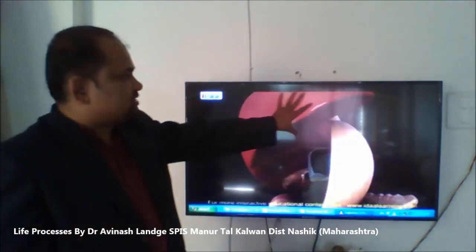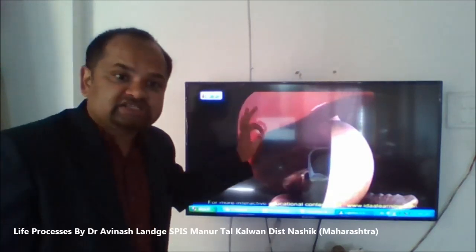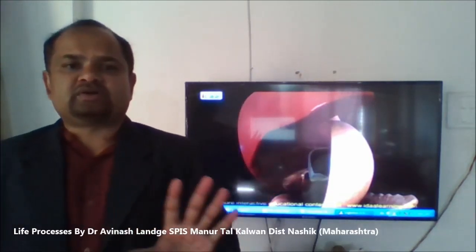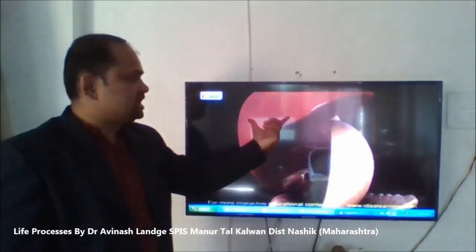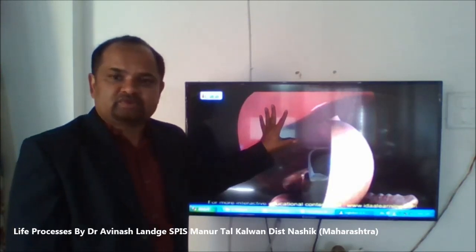So see, this is the liver, the largest gland. Which is the largest gland of the human body? This question can be asked in the examination or in general knowledge also. These questions are asked in competitive examinations: which is the largest gland of the human body? So the liver is the largest gland of the human body.